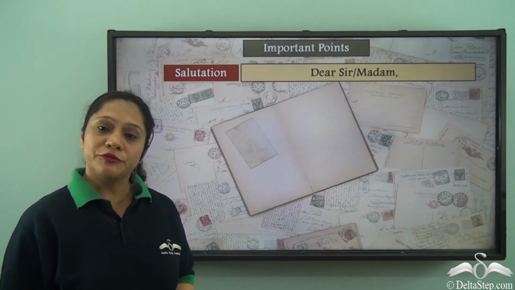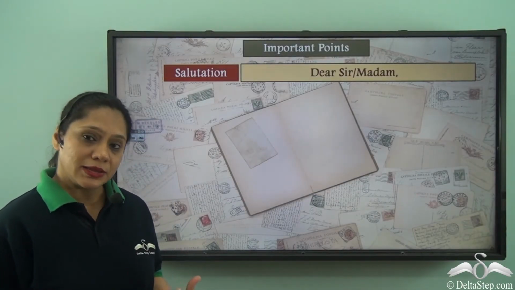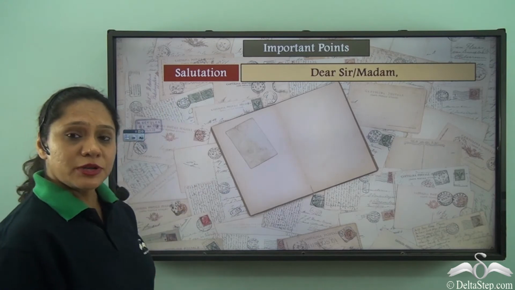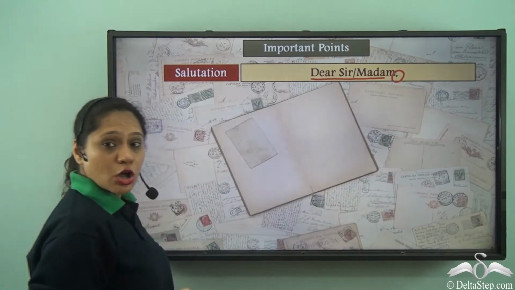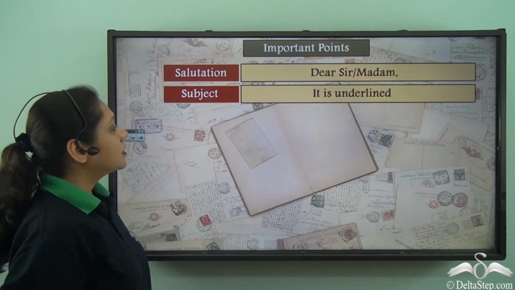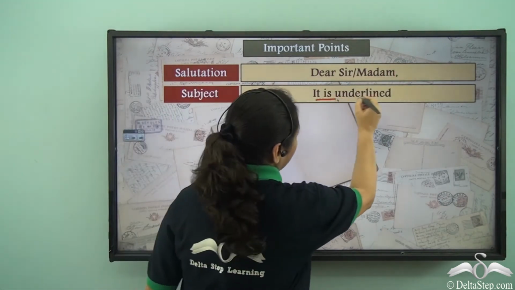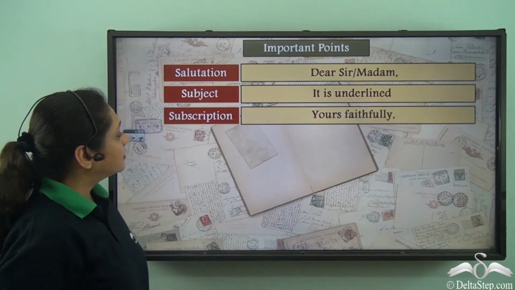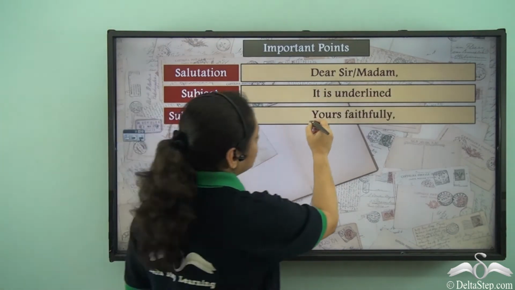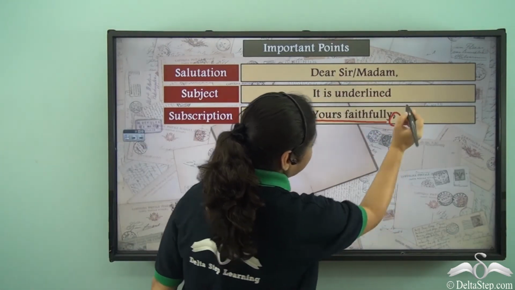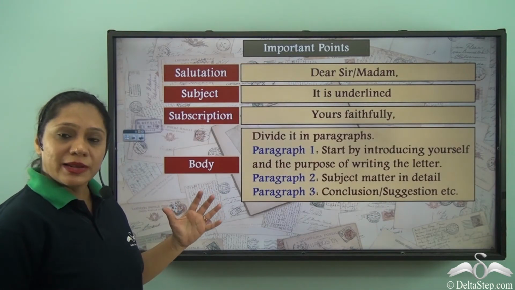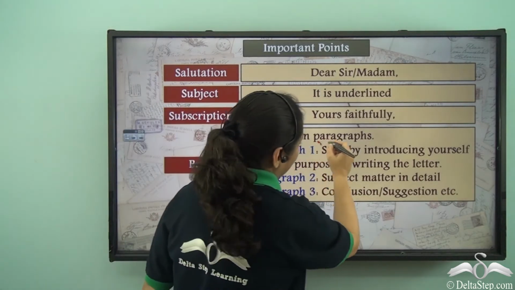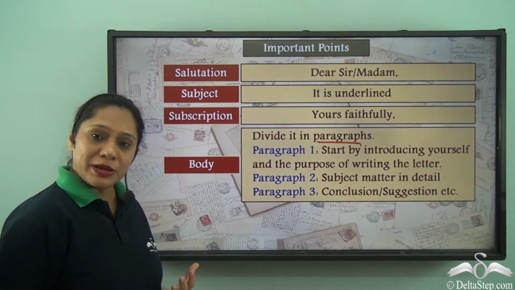Now let us look at a few important points while writing the letter. Our salutation is usually "Dear Sir" or "Madam" followed by a comma. The subject is underlined. The subscription is usually "Yours faithfully" followed by a comma. The body of the letter is divided in paragraphs. We usually write 3 paragraphs.